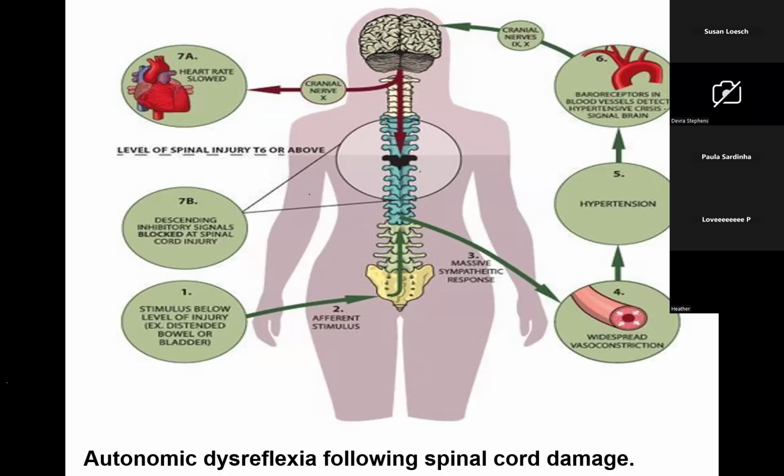Okay, so in autonomic dysreflexia, this chart is just showing you once again that the stimulus happens below the level of injury. So the distended bowel or the bladder there. That causes that massive sympathetic response in the body, widespread vasoconstriction. That's going to cause the blood pressure to go up, or hypertension. That's going to stimulate your baroreceptors, and that's going to slow the heart rate down.